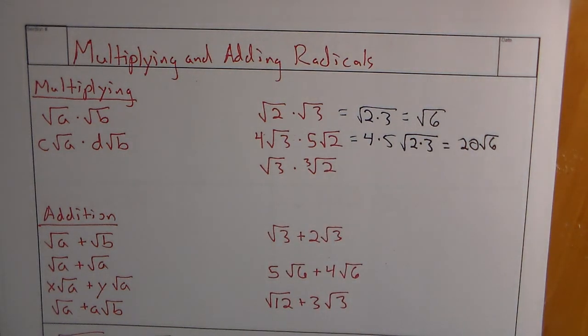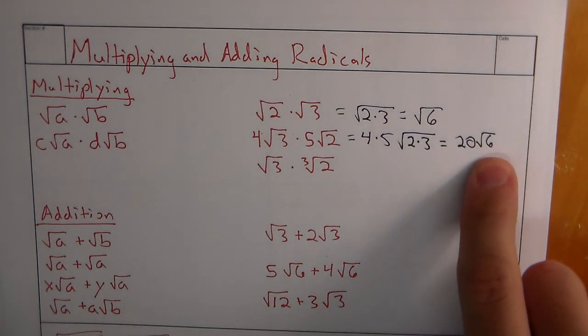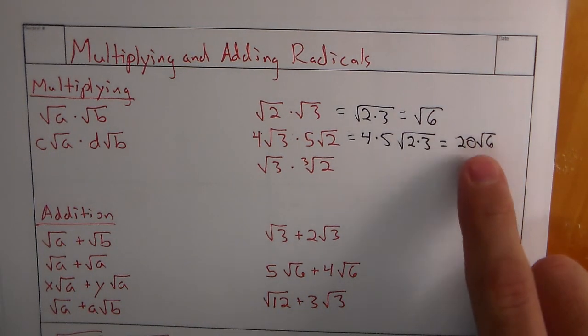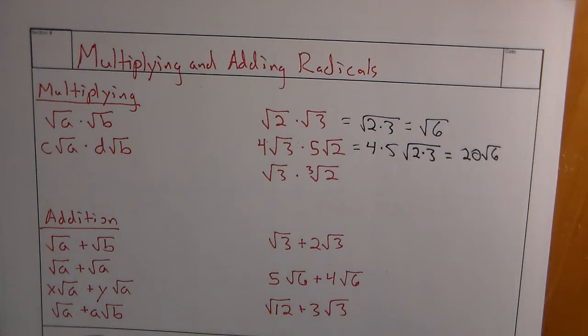Now the 20 has nothing to do with the radical. It's a number just on the outside. We're not going to have to worry about simplifying it. It does not involve the 2 or the 3. We leave them separate. The exception to that would be if you could simplify the square root of 6, you need to make sure you simplify that and bring the values out to the 20.